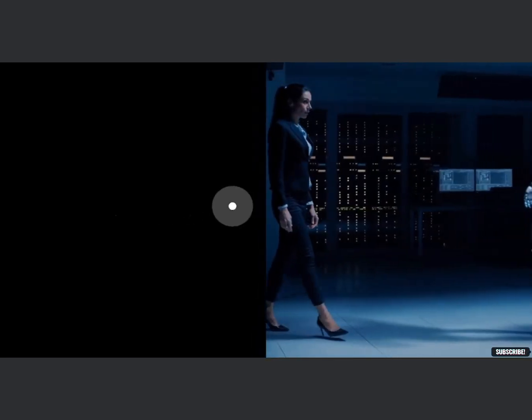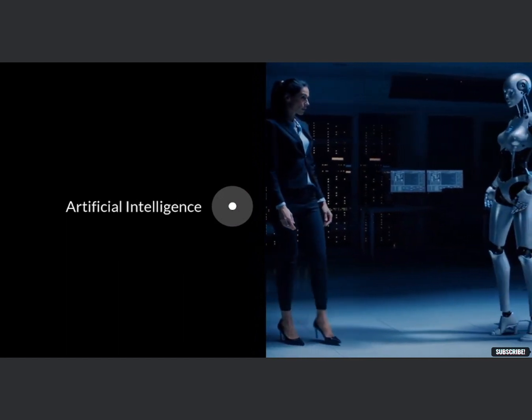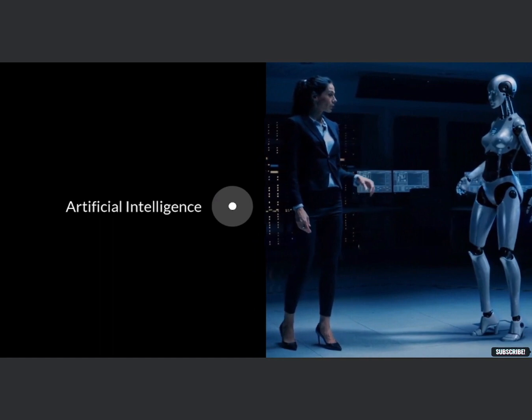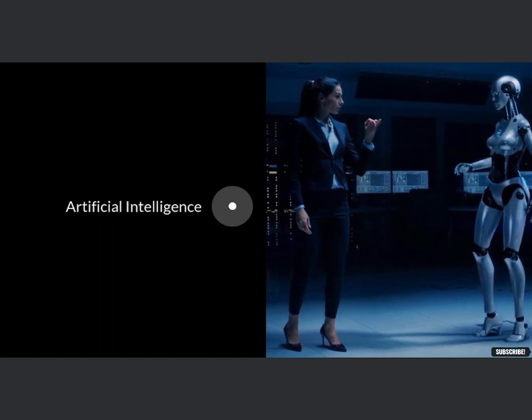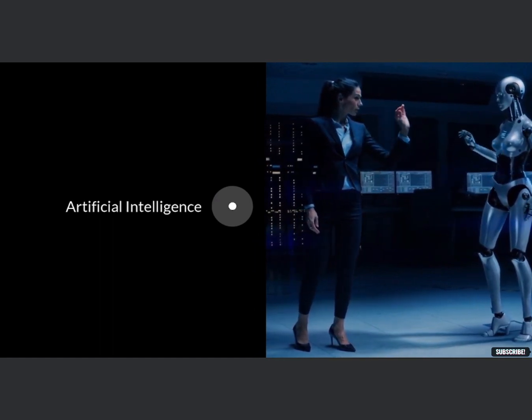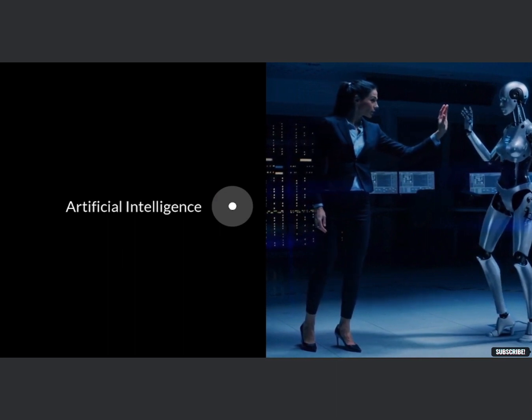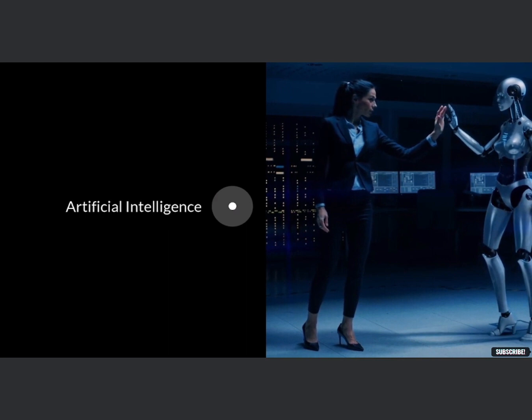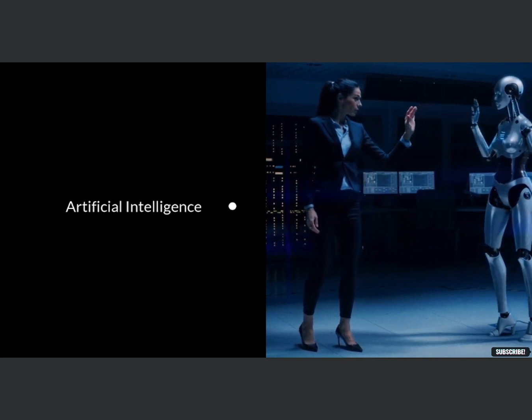Imagine you have a robot that can do many things, like playing games, solving puzzles, and even doing chores around the house. This robot is smart and can learn from its experiences, just like a real person. This is what we call artificial intelligence, or AI for short. AI robots can do many things and make decisions on their own.